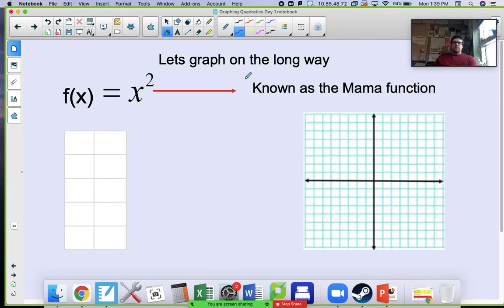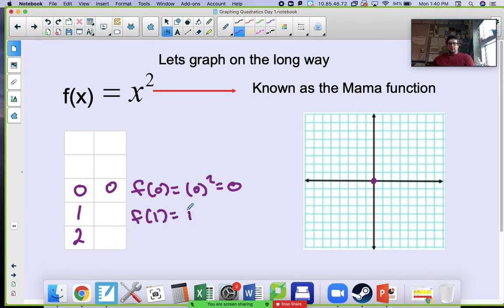So we're going to graph the long way. This is our mama function. It's the most generic quadratic function. We're just going to plug numbers in and we're going to plot it. Let's start with the easy numbers, 0, 1, and 2. So if I plug in 0 into my function, I get 0 squared, 0. Our first dot's right there. f of 1. We plug in 1, we square it, we get 1. That's cool. Plug in 2, we get 2 squared, we get 4.